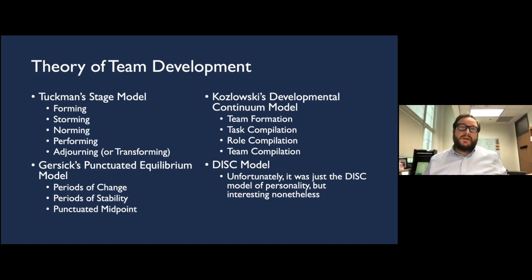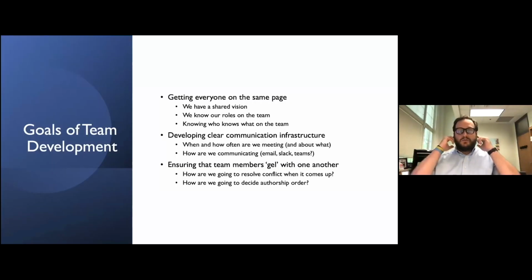But instead of talking about these different theories of team development, I want to focus on the goals. All of these theories just talk about different ways in which teams can reach these goals. So when you think of a fully developed team, you think of these things, right? Everyone is on the same page. We have some sort of shared vision. We know the roles of one another. We know who knows what on the team. You've had a pretty well-developed communication infrastructure. So you know when and how often you're meeting and about what you're meeting about.